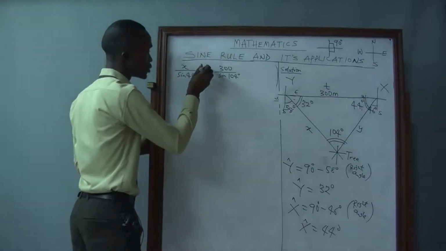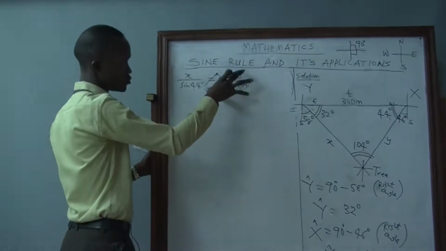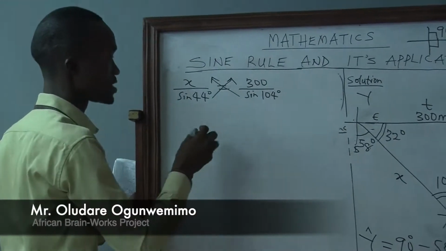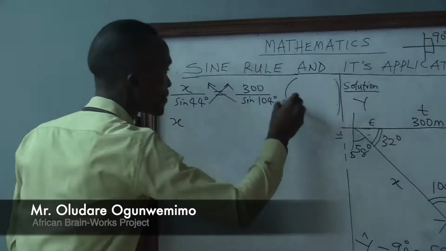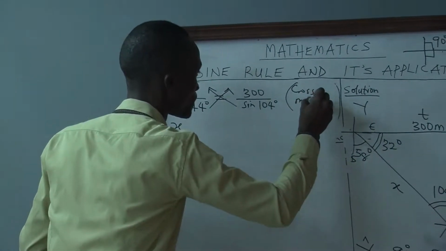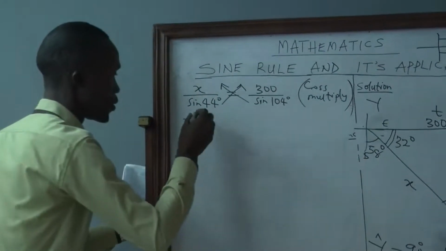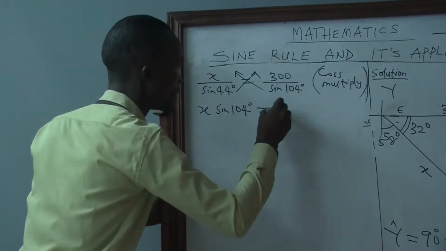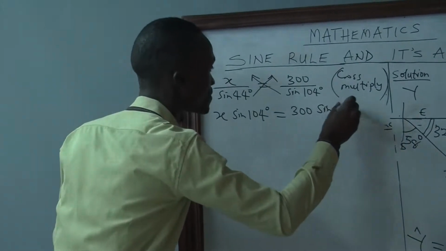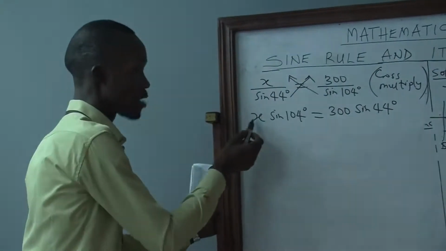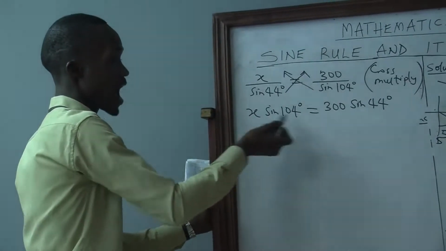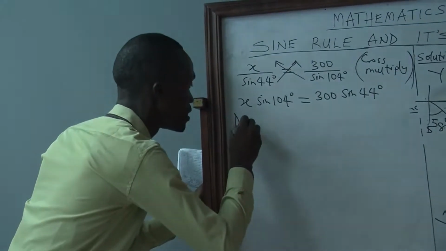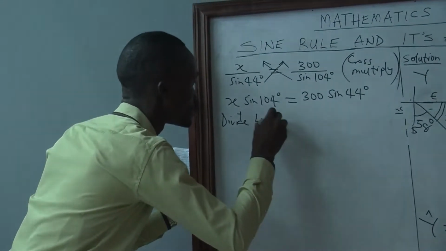By cross multiplying, 300 will multiply this, while this X will multiply sine 104. So from there we have X sine 104 degrees is equal to 300 sine 44 degrees. We are looking for X, but we are having sine 104 as the coefficient of X. So it means what we do there is we divide both sides.